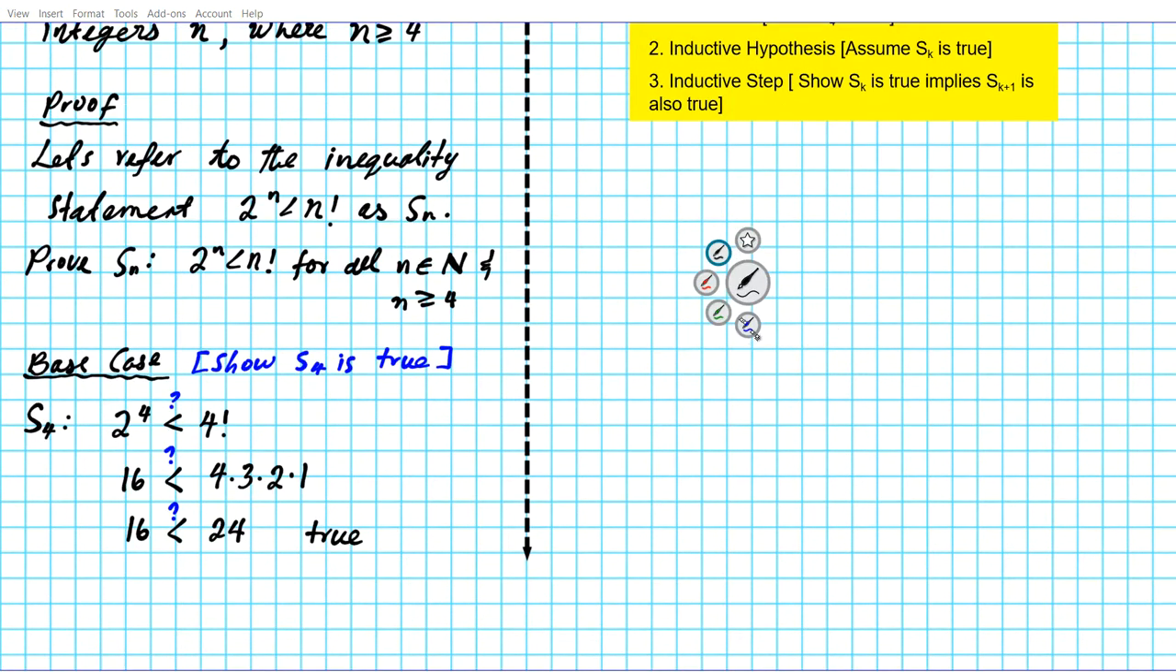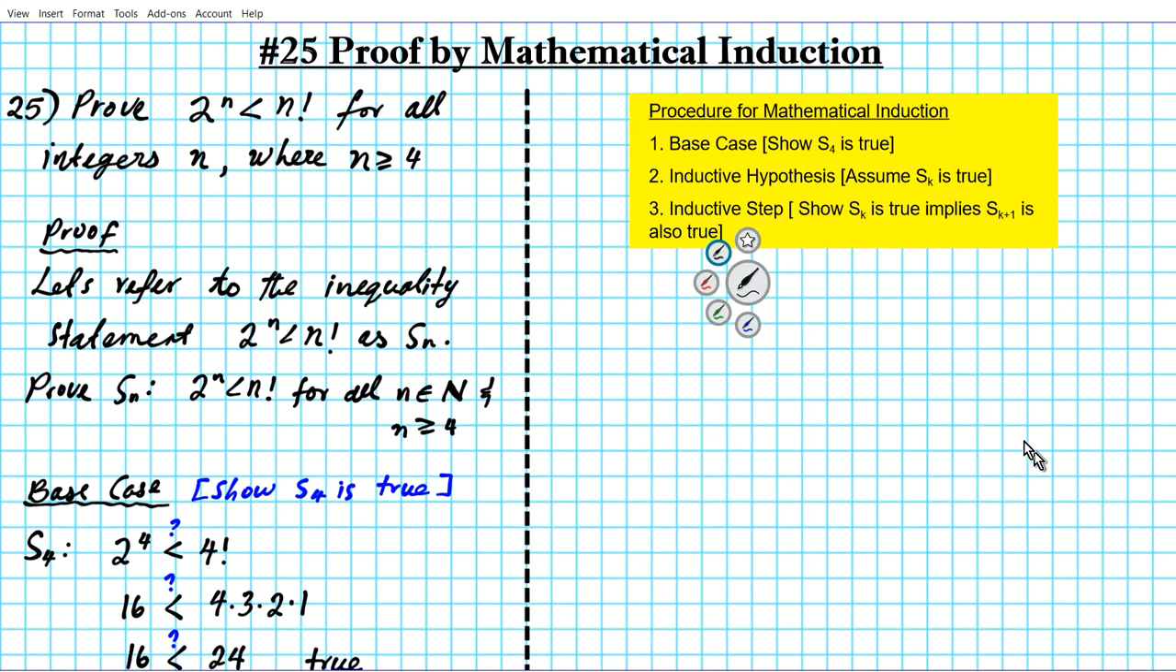So our base case, our foundation, holds. Let's write that down. The base case S sub 4 is true. So we are done with part 1 of the proof. Excellent. We're now going to move on to our inductive hypothesis, which is what we'll use as the basis for the inductive step. So part 1, check. Part 2, inductive hypothesis.